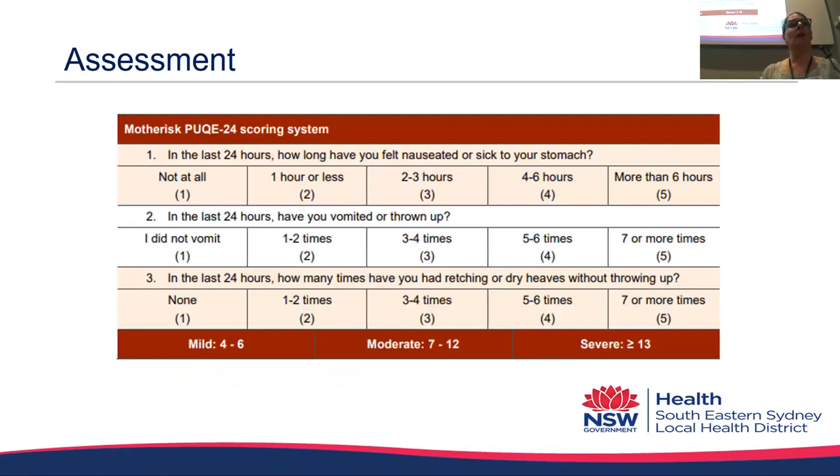So what are the guideline's recommendations? Well, the first thing is assessment and investigation. It's recommended that all women are asked about nausea and vomiting in pregnancy at each of their pregnancy visits between 4 and 16 weeks gestation. If nausea and vomiting is present, assess and classify the woman's symptom severity using the tool that you can see there, the MotherRisk PUQE-24 scoring system. It stands for Pregnancy Unique Quantification of Emesis.